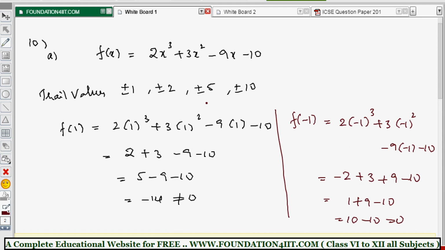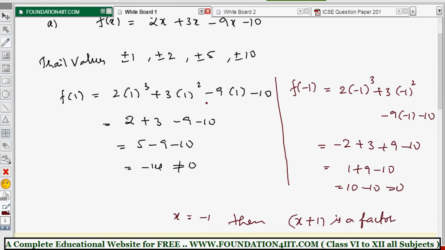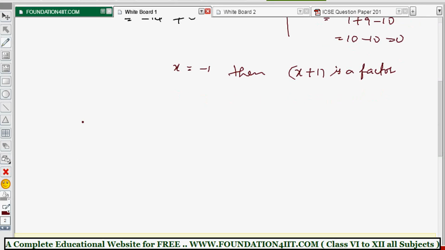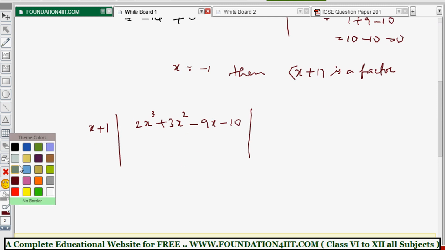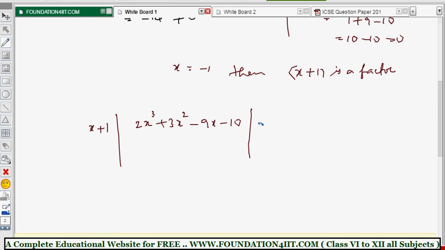For that we can do division. Now 2x cube plus 3x square minus 9x minus 10 will be divided by x plus 1. The division method is easy. We divide 2x cube plus 3x square minus 9x minus 10 by x plus 1. Just one factor you can find using these trial values. Once you get the 0, then with that number you can do division. If you apply the division rules, x into 2x square is 2x cube, and 2x square into plus 1 is plus 2x square. So you know this division method.